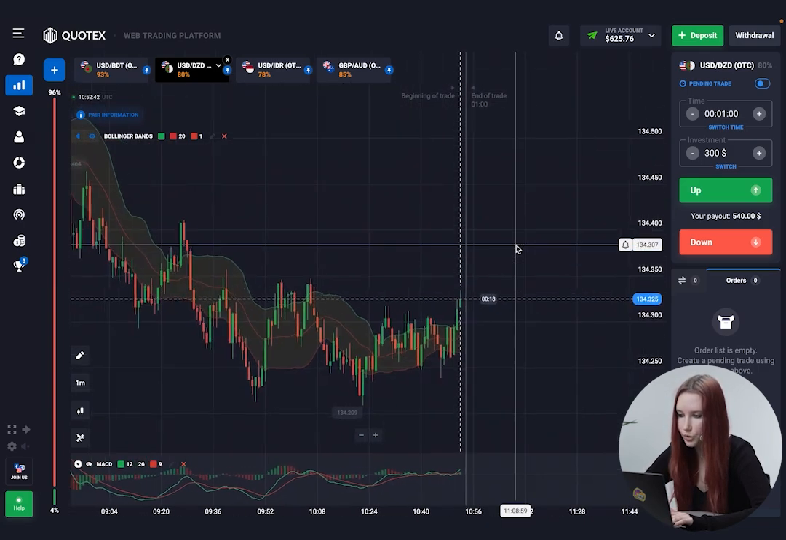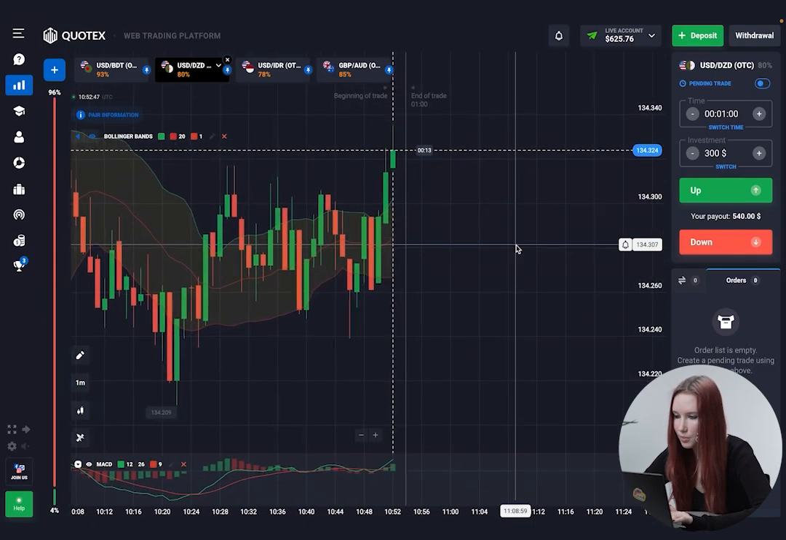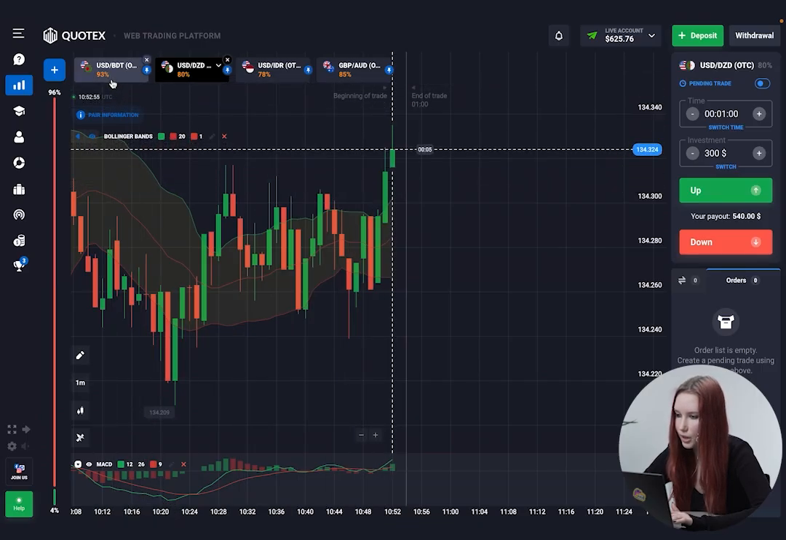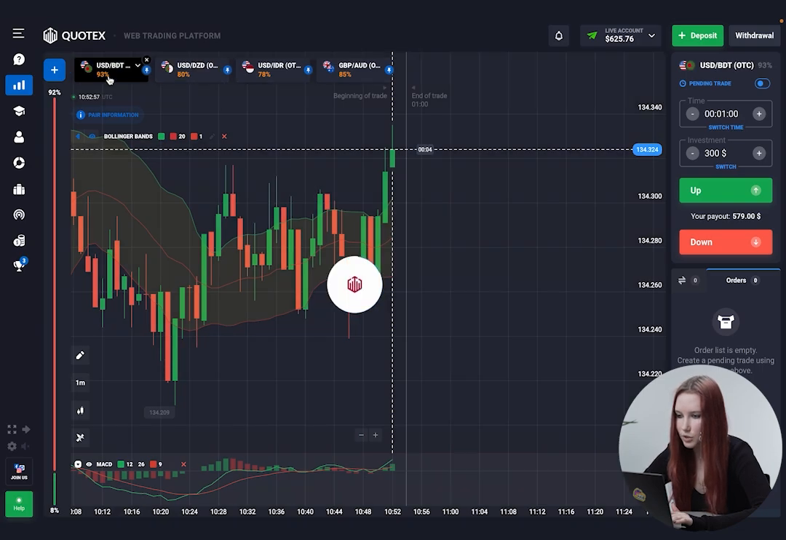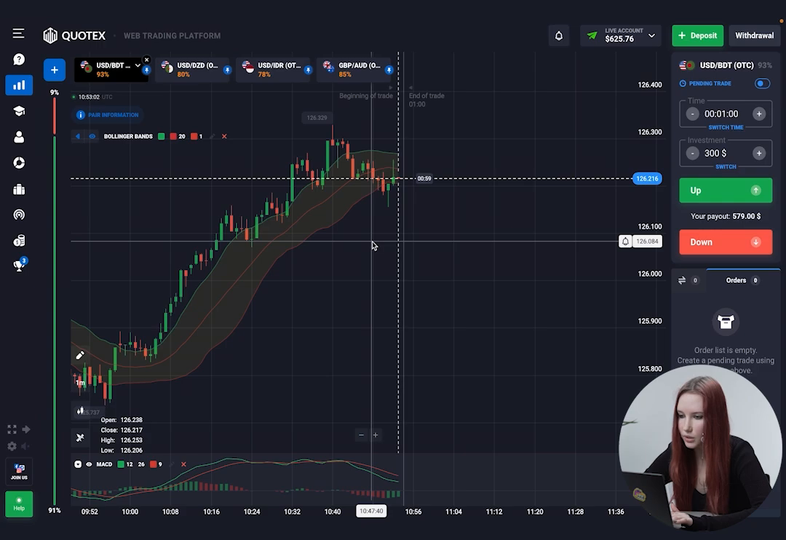I am doing all trades in live, and right now I want to make one more trade, but let's go to my first currency pair. And again, the percentage of payout here is the biggest. So let's make a trade here. Let's see what the pattern is telling us.